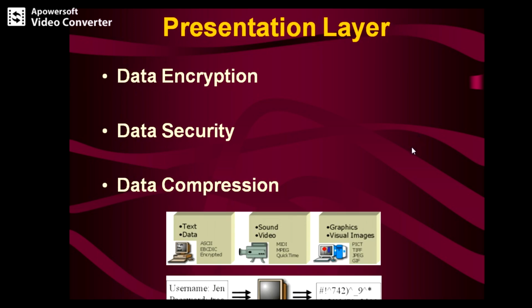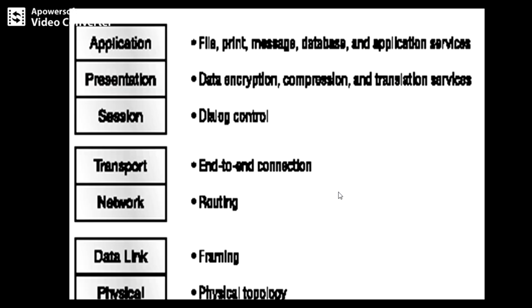Now, the presentation layer's job is data encryption, security, and data compression. It will encrypt, provide security, and compress the data. It will translate the data from one format to another format. For example, you type username and password, so that will be encrypted and translated to some other format before sending. This is the job of the presentation layer. The session layer will establish a session.